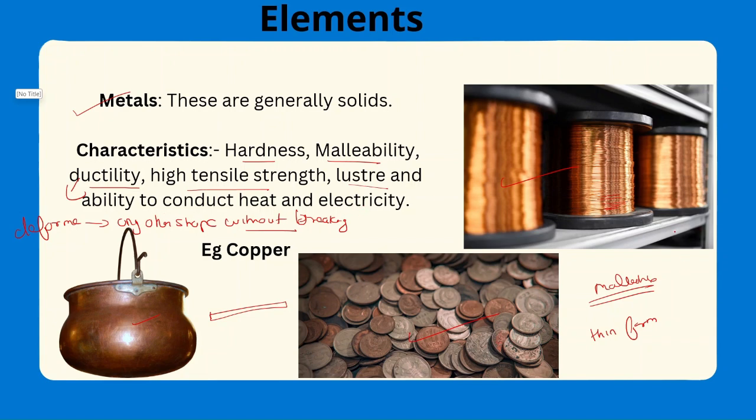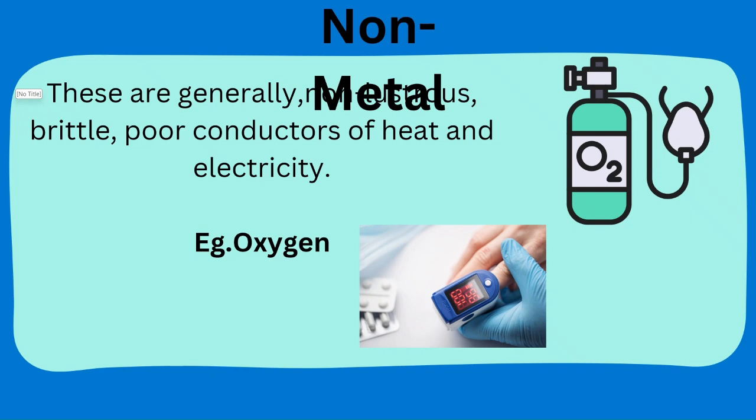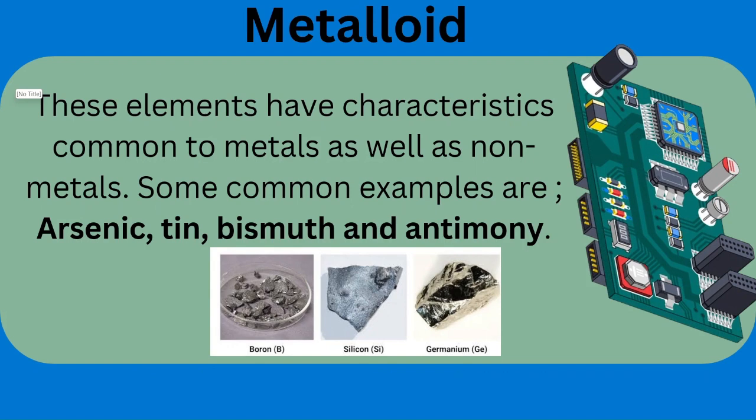Most of us would have seen the wires used in electricity. We use these metal wires in electricity. So that is generally what metals are. Now, totally opposite to metal is non-metal. See, these are generally non-metals. They are brittle, the opposite of shiny. Metals are good conductors of heat and electricity; non-metals are bad conductors. An example is oxygen.